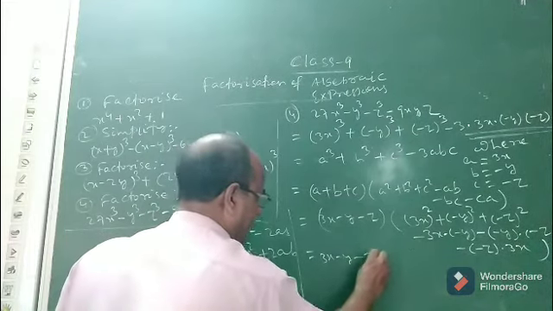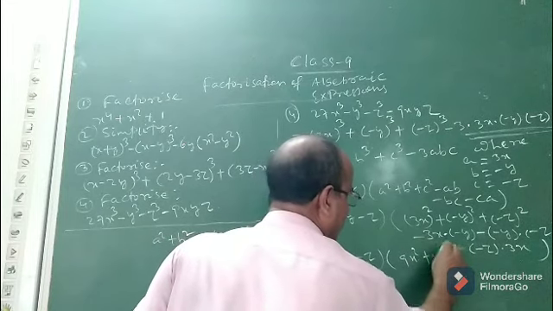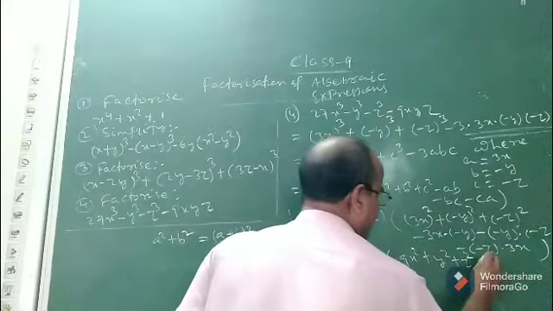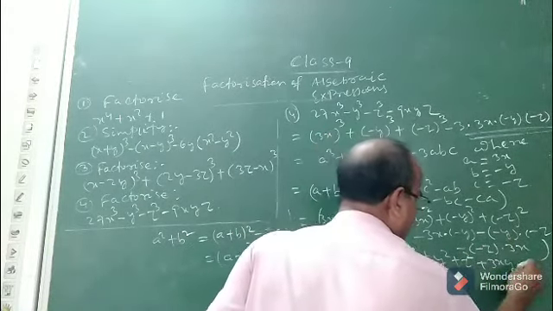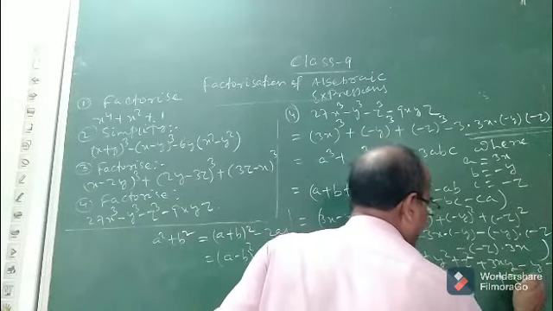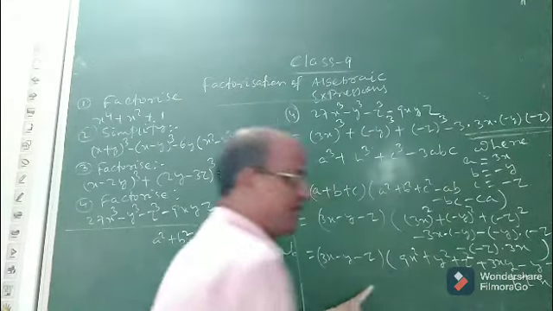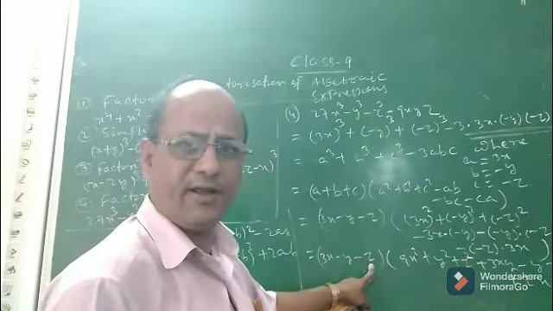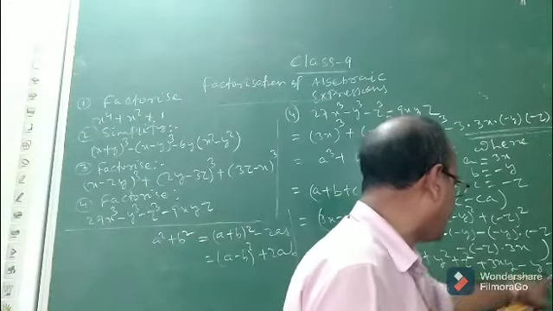(3x minus y minus z) into (9x square plus y square plus z square). This is minus minus plus, it will be 3xy, then minus minus plus, again plus minus minus, it will be yz, then minus minus plus, only zx, plus zx, you see. So this is the complete factorization, children: (3x minus y minus z) into (9x square plus y square plus z square plus 3xy minus yz plus 3zx) on simplification.